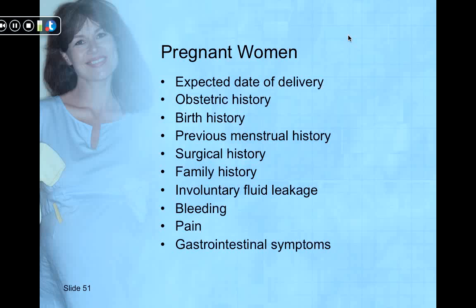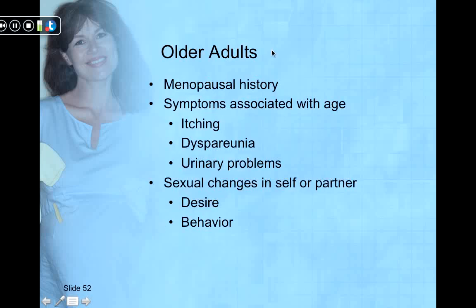Pregnant women: when is their expected date of delivery? What is their prior obstetric history, birth history, their menstrual history, any surgeries they've had, family history? Have they been leaking any fluid, have they had any bleeding whatsoever, any pain? Do they have any GI symptoms such as heartburn or nausea, vomiting, or constipation, which is common in pregnancy?